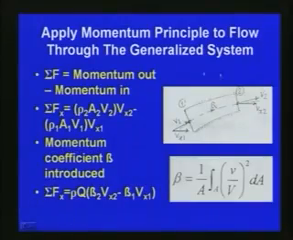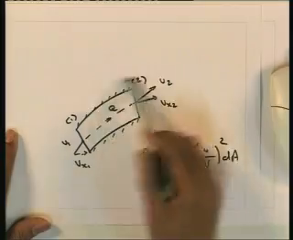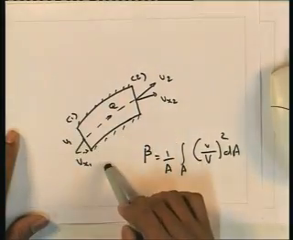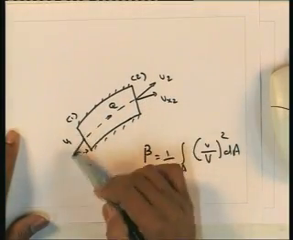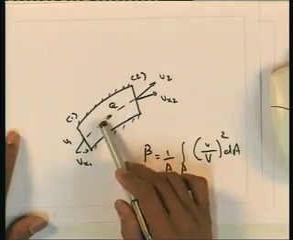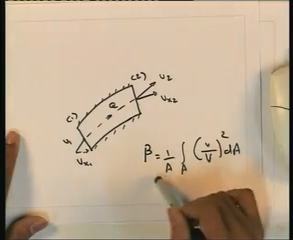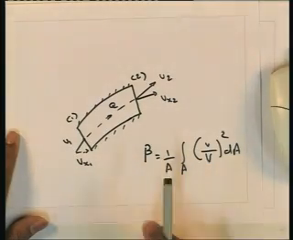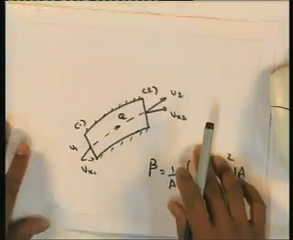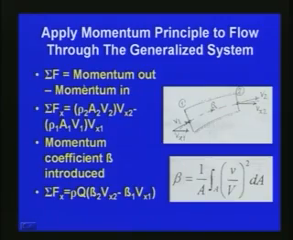Finally, we apply this momentum correction factor to apply the momentum principle to flow through a generalized system. Here this is the control volume which we are considering, with section 1 and section 2. The velocity at section 1 is V1, the discharge passing through the system is Q, and at section 2 the velocity is V2. With the momentum correction factor beta, we can write the general equation.